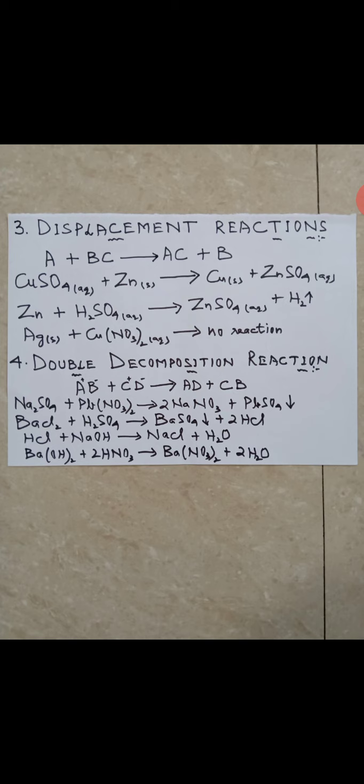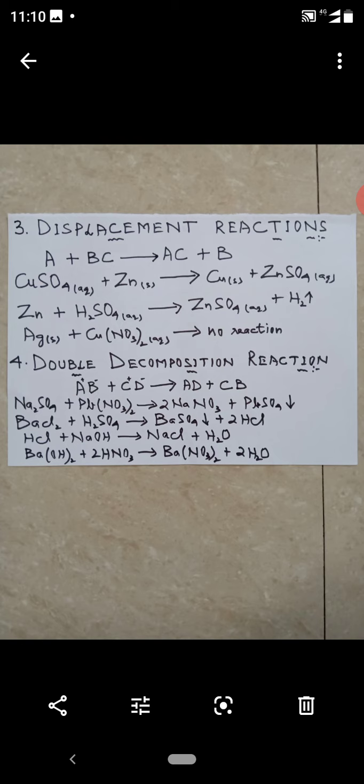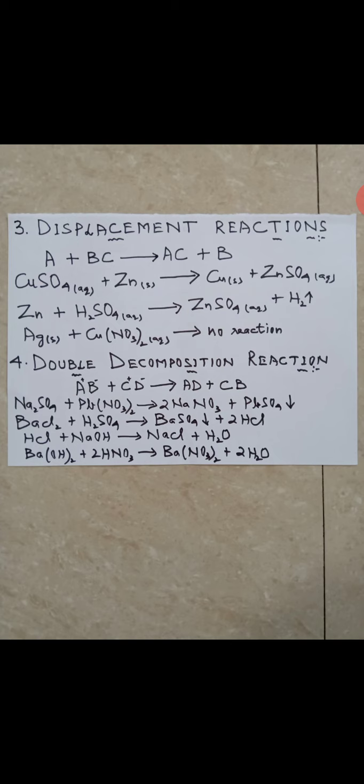Next, we'll come to the double decomposition reaction. Now, what is the definition of a double decomposition reaction? First you listen: when the molecules of two compounds exchange their radicals to form two different compounds, the reaction is called a double decomposition reaction. Again I repeat, when the molecules of two compounds, here AB and CD, exchange their radicals, you can see their radicals are exchanged there.